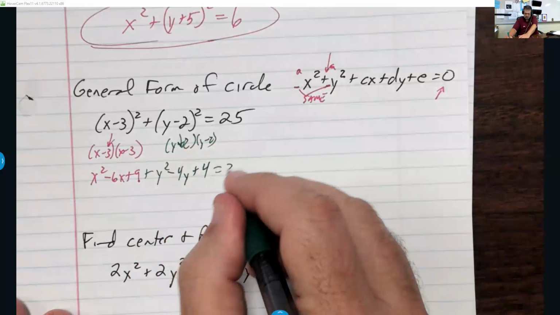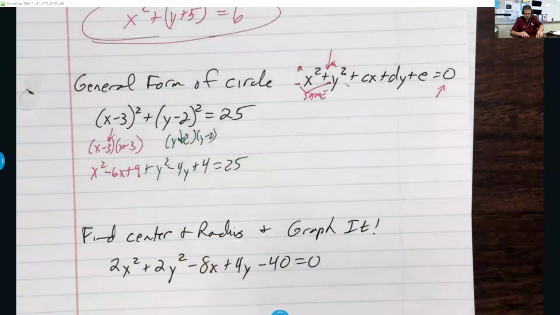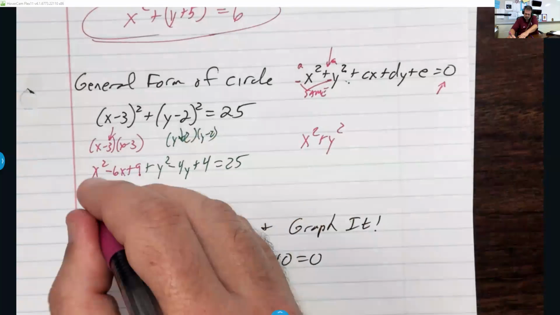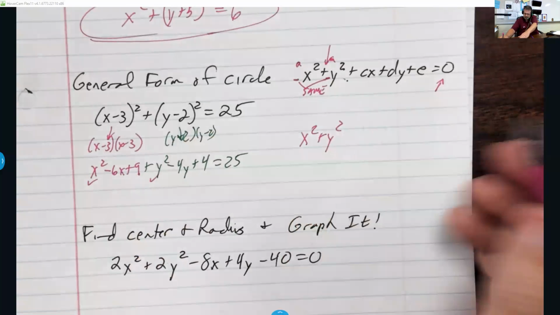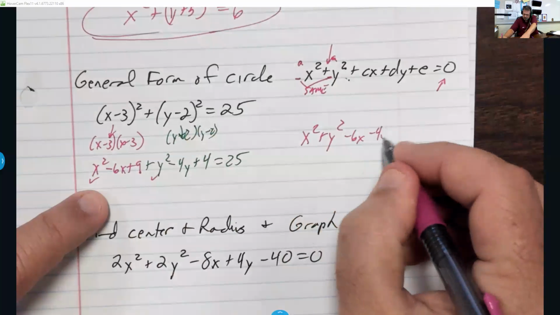Okay, and that's all going to equal 25. I got to get in this form. X and y are together, so x squared plus y squared, that's that and that. And then it's x next, so it'd be negative 6x minus 4y.